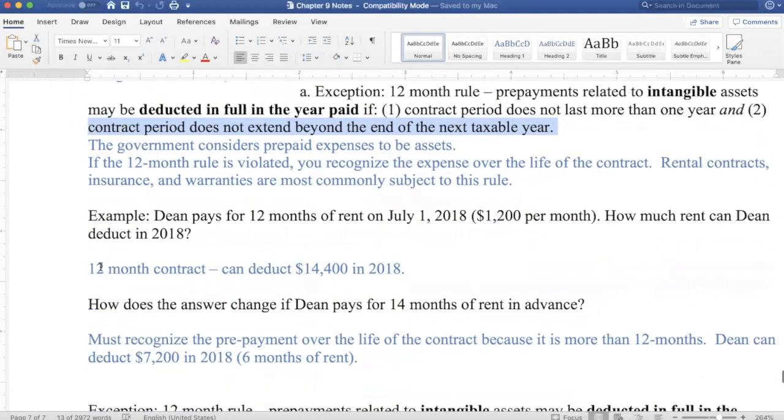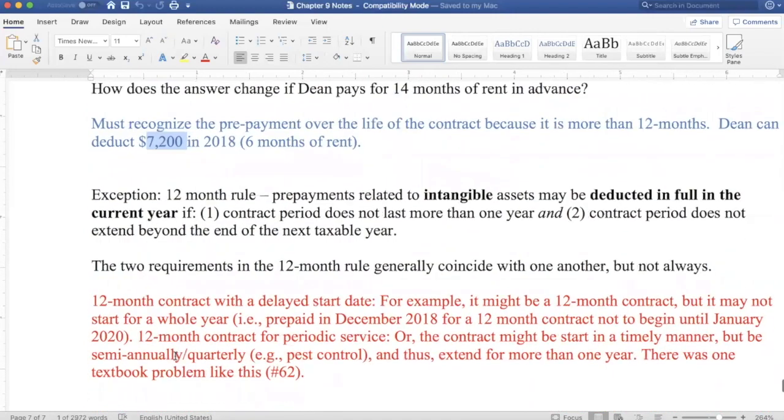How does our answer change if Dean prepays 14 months of rent in advance? We have to recognize the prepayment over the life of the contract. So we would just look at the 6 months that would be 2018 rent, and the $7,200 would be what's deducted in 2018. All right.